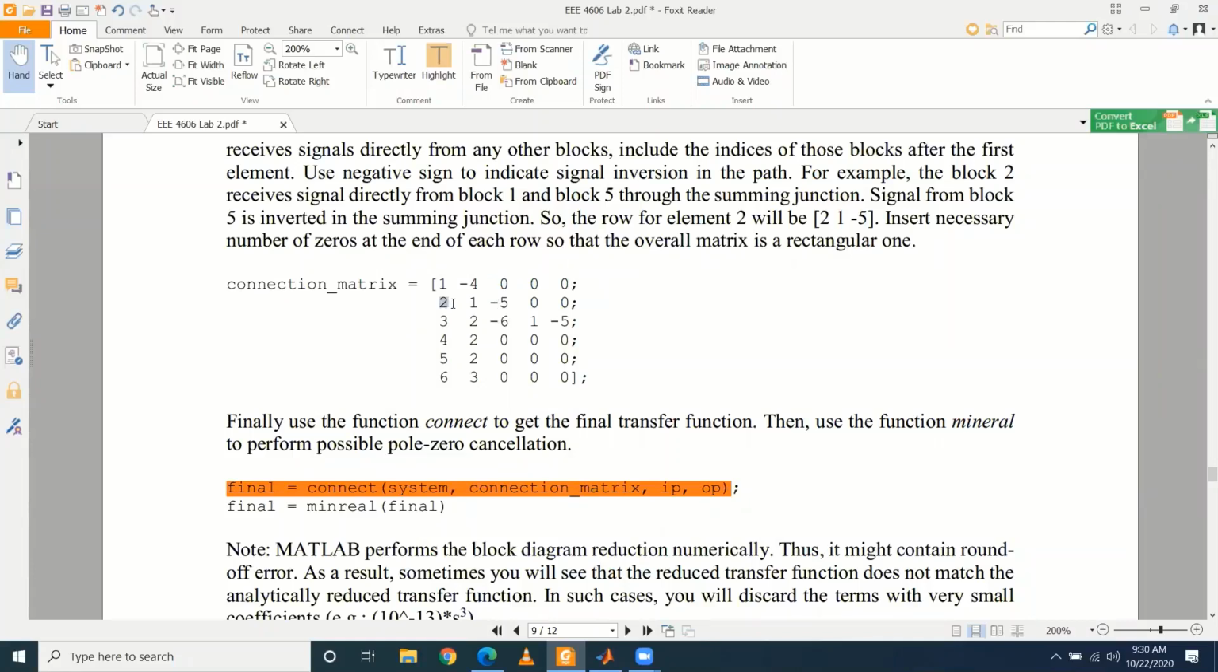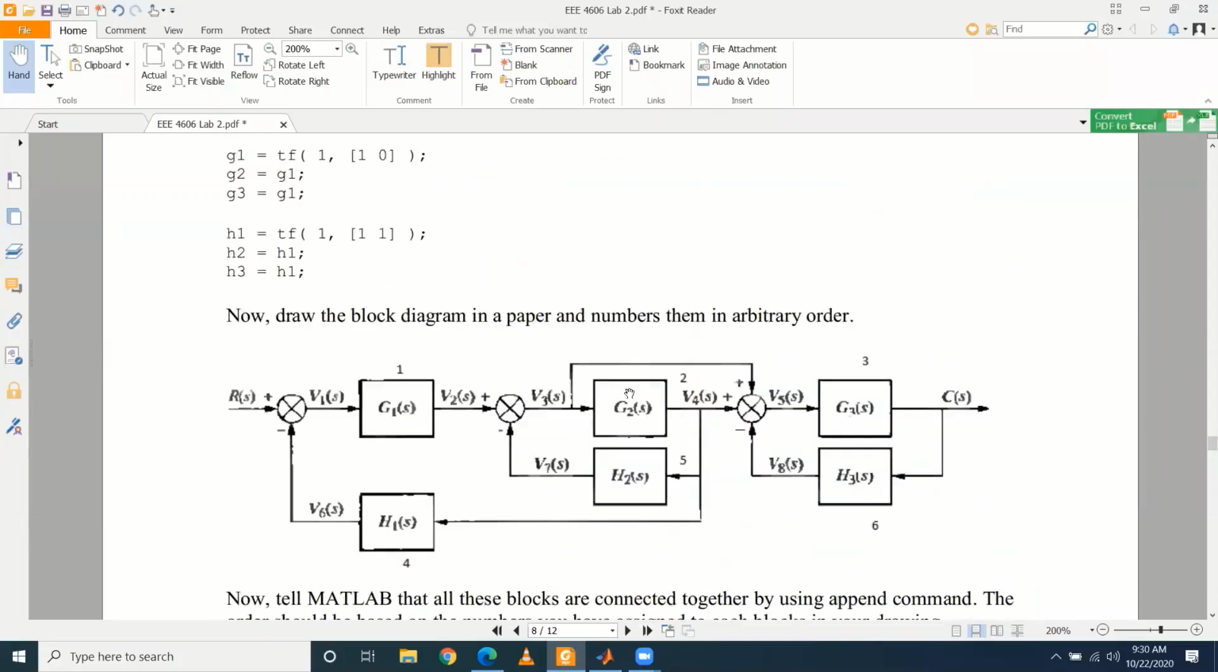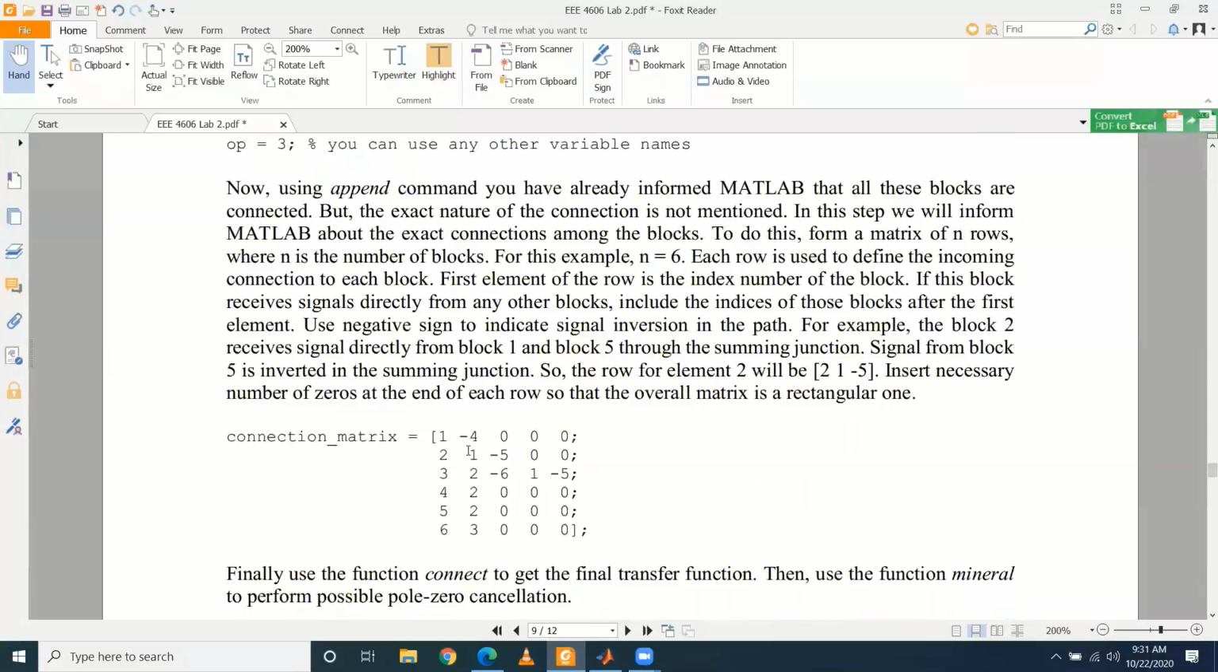Okay, let's move on to block 2. So now we have to write which connections are coming to block 2. So take a look at block 2. How many signals are entering block 2? 1 and 5. As you can see, it's very easy to see V2S and V7S. V2S is coming from block 1 and V7S is coming from block 5. But the block 5 signal is getting subtracted, right? Yes, sir. So for block 2, how will we write the connection? 1 and -5. So for block 2, it will be 1 minus 5.